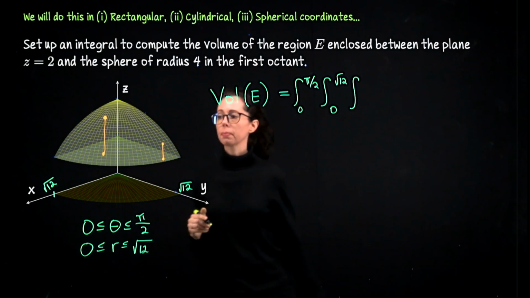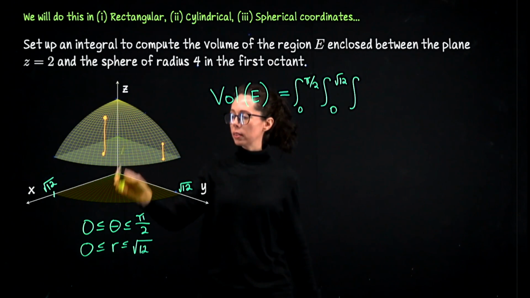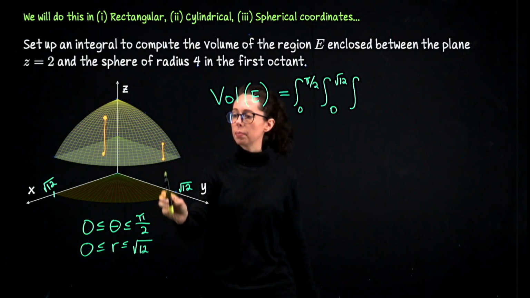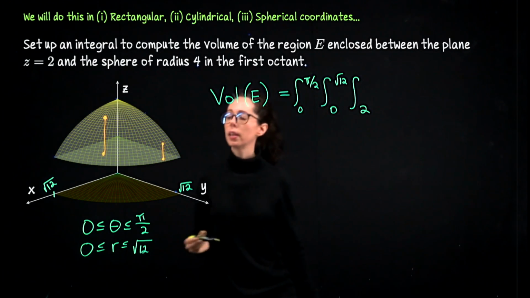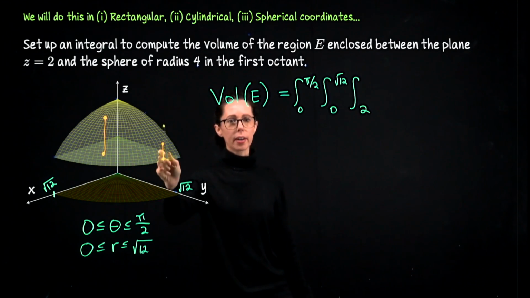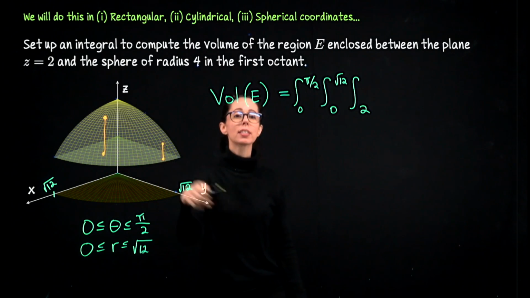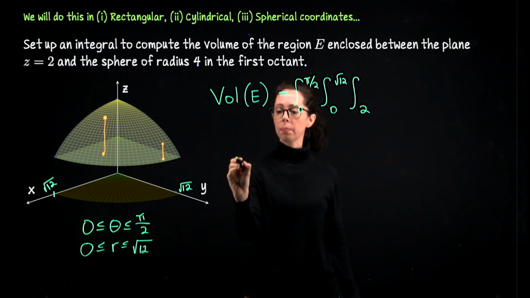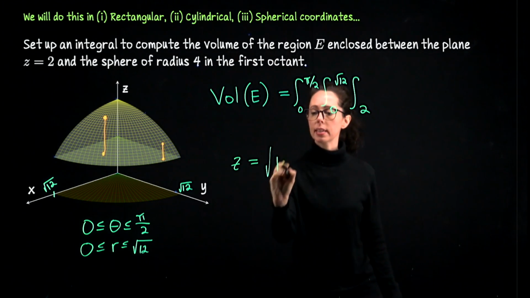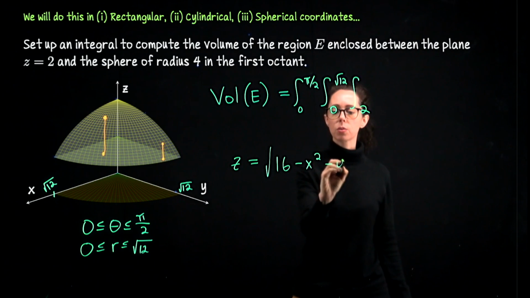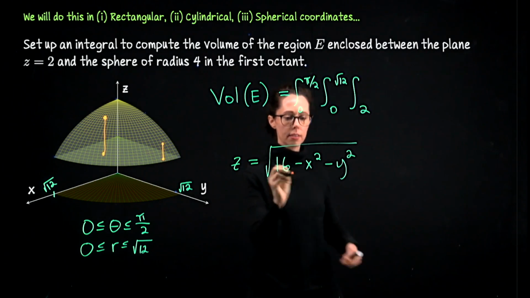r and theta. The lower bound for z is still 2, because if I imagine following the z direction straight up, I enter the solid on the plane z equals 2, and then I'm still exiting on the sphere. So our geometric understanding of how the z-coordinate varies through this region is still correct. But now I want to take the description I had in terms of x and y, which was 16 minus x squared minus y squared, and I need to replace this.